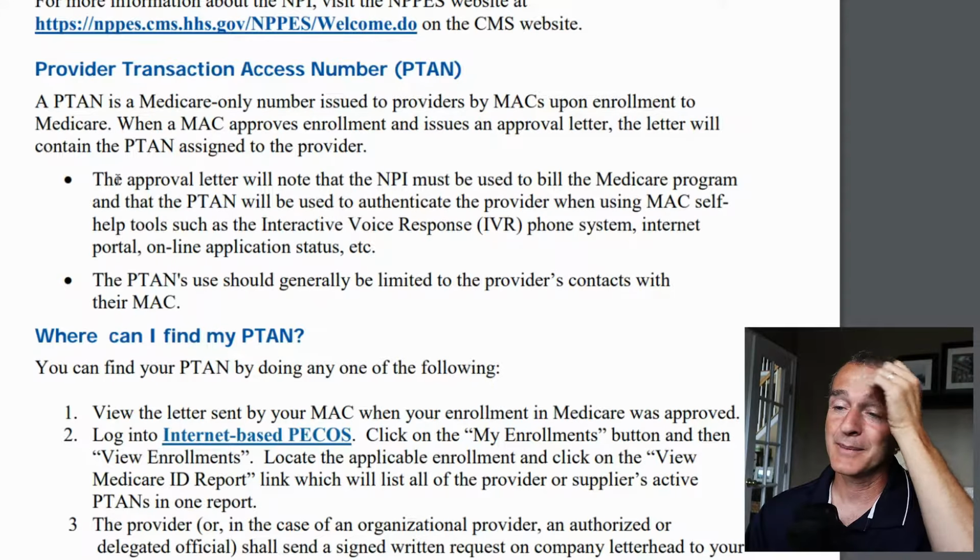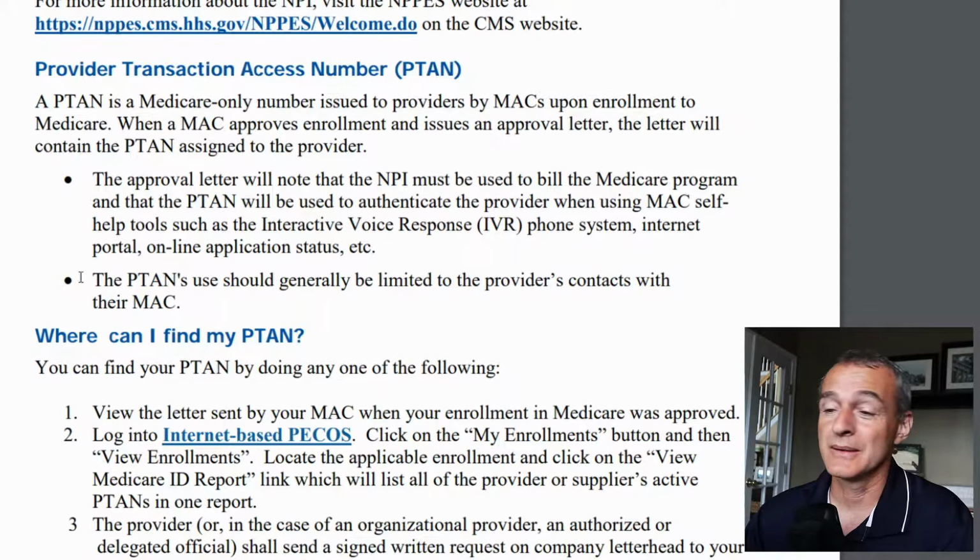Where can I find my PTAN? There's really two ways to do it. One is you view the letter that was sent by your MAC for the enrollment of your Medicare application. Now, typically, employees never see this letter. It should go to you, but over 100 people that I've spoken to, none of them have ever seen it nor have any idea what I'm talking about.